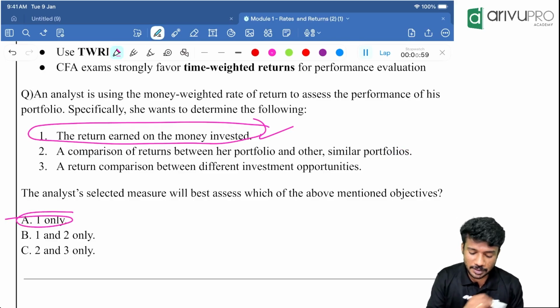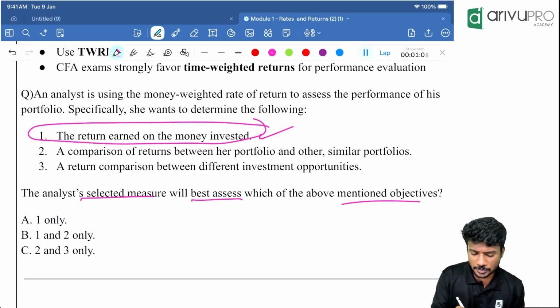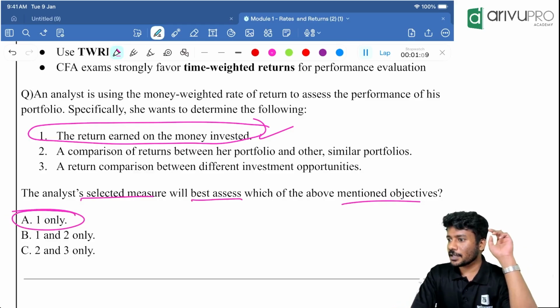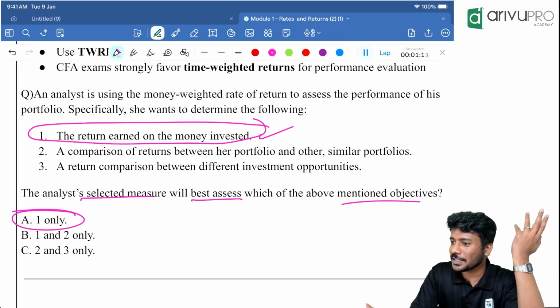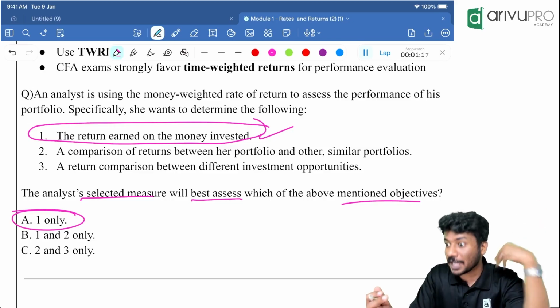So the analyzed selected measure will measure and assess the above mentioned objective. Which of the above mentioned objectives? Only the first one. So you remember we found the IRR value. We will find the percentage, how much we are getting. That's all. Nothing more than that. Okay, comparison is not there.